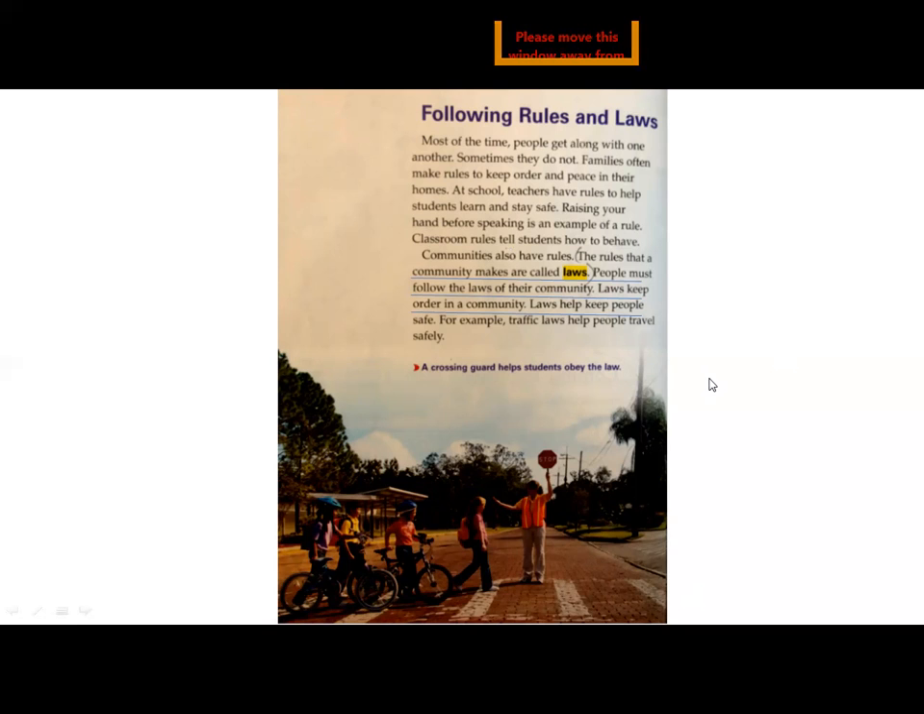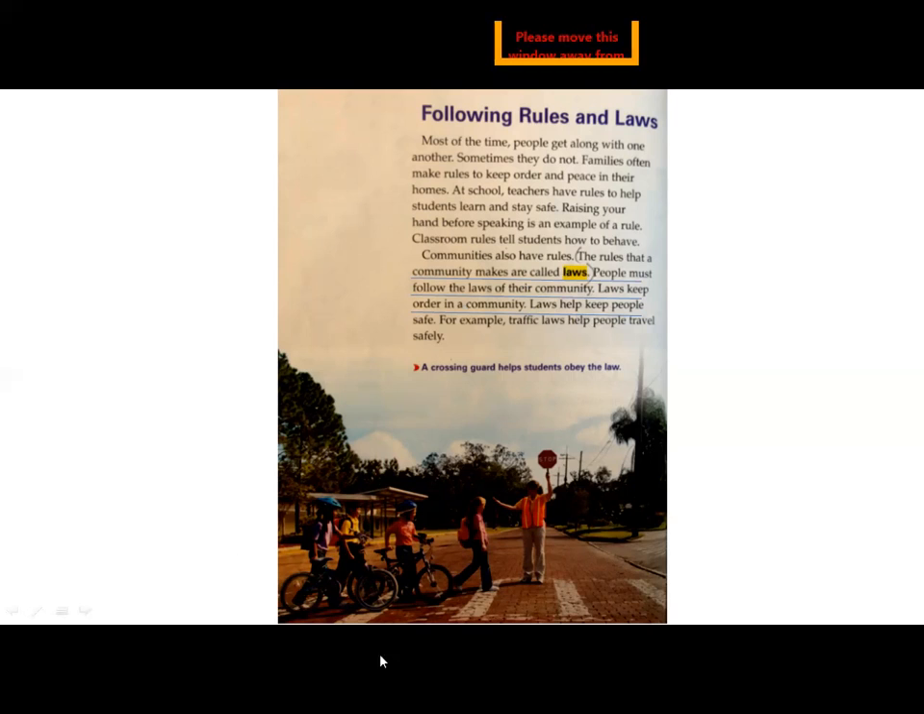All right, I'm assuming that you've paused. Let's read this half. Communities also have rules. The rules that a community makes are called laws. People must follow the laws of their community. Laws keep order in a community. Laws help keep people safe. For example, traffic laws help people travel safely.